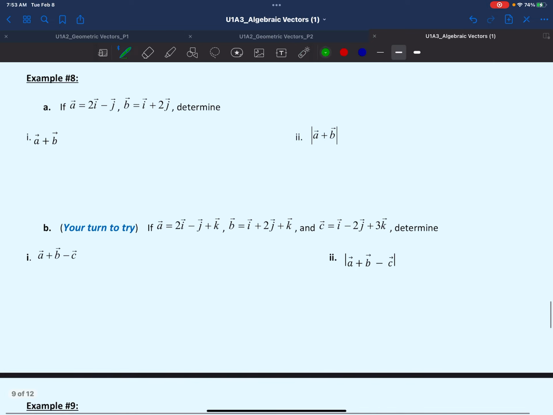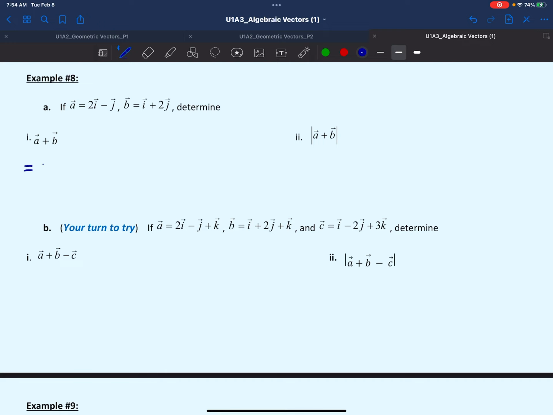So let's take a look at some examples. We have vector A, 2i minus j, vector B, i plus 2j. So what kind of vectors are they? Are they 2D or 3D vectors? So that's a question we should always ask ourselves when we are working with vectors, right?